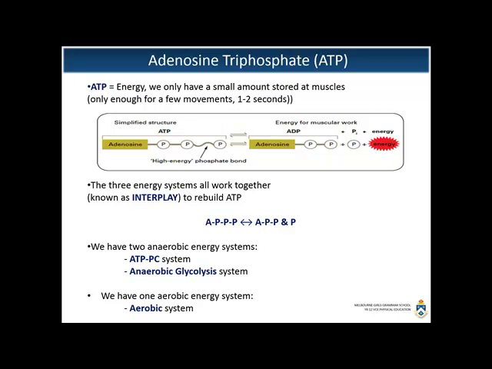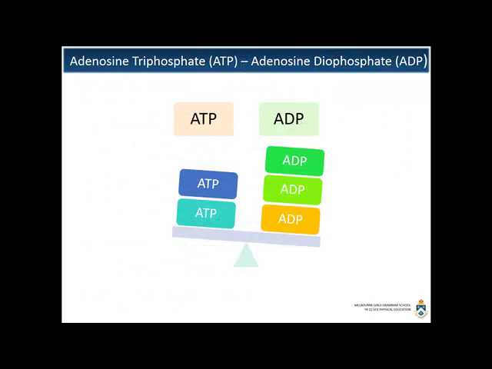Importantly, whenever you see that term interplay, you need to talk about how each of the energy systems works to resynthesize ATP together. And I've used this one in class before: we need to have a balance of ATP and ADP. When we start to exercise, we get an increase in ADP, and you can see that in the little seesaw there, and we get a decrease in ATP, and we need to correct that balance by resynthesizing ATP.